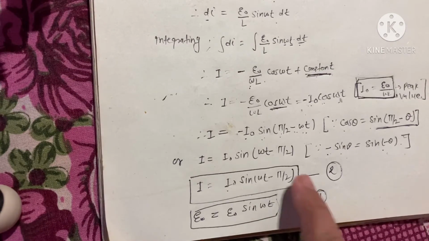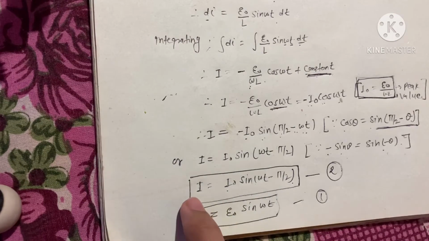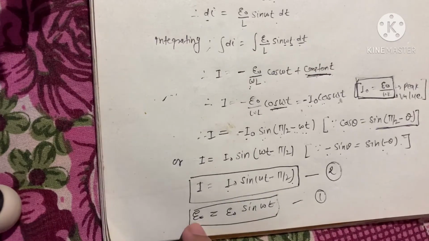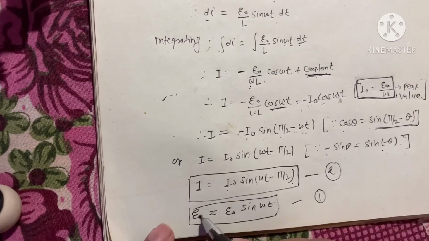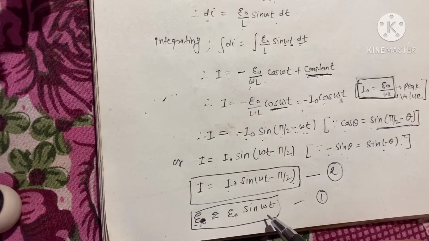Sometimes this type of question is asked in multiple choice questions: current is leading, or EMF is leading, or EMF is lagging. That becomes a great confusion. So you can remember the equation I0 sine omega t minus pi by 2, and E, sorry, this is E only, EMF is equal to E0 sine omega t only. So now we know the phase relation between current and EMF.